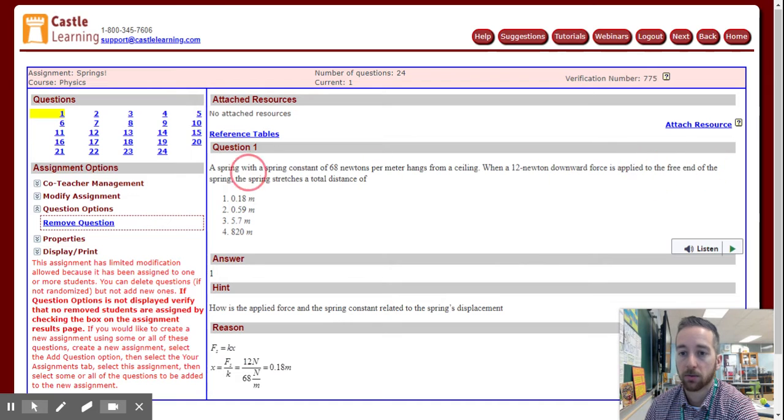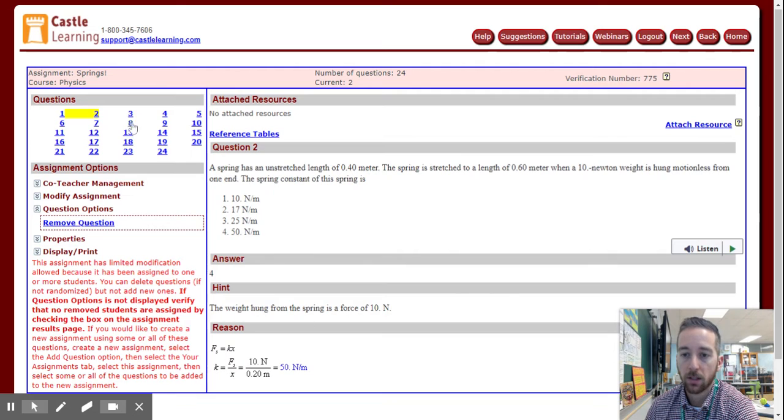And then, of course, they ask for how far it's stretched, which is a distance. So you know the force is 12, so 12 equals 68 times X. So you're just doing 12 divided by 68. Get your answer. Question 2. This one's a little different.